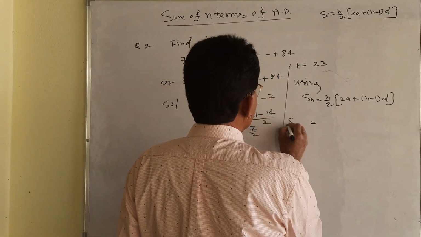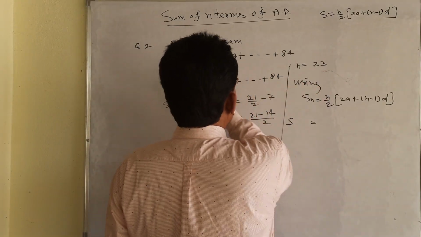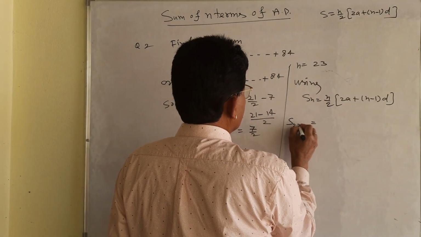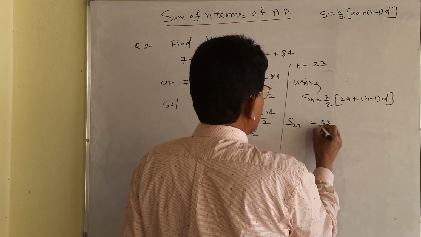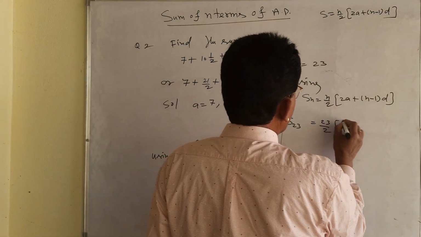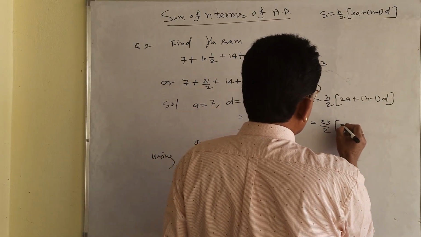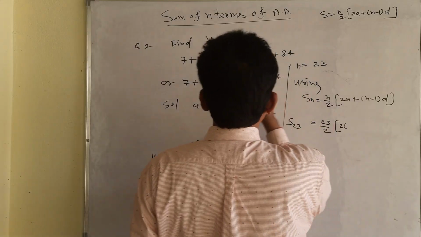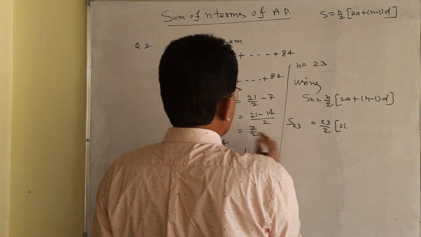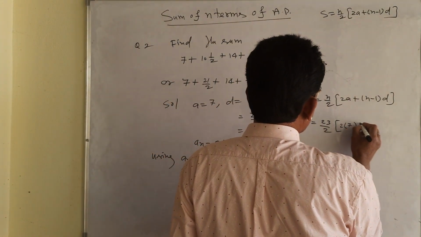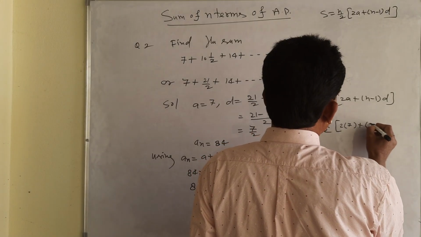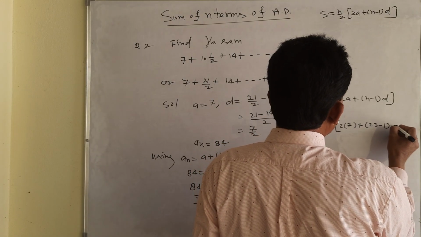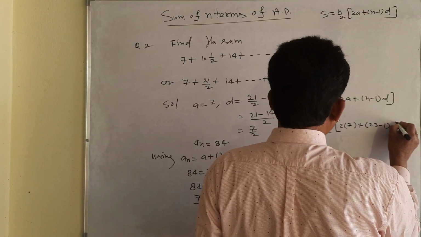N is equal to, how many terms are there here? 23 terms. Then 23 upon 2. It will be 2, a is equal to how much? a is equal to 7, plus (n minus 1), 23 minus 1, and d that is 7 by 2.